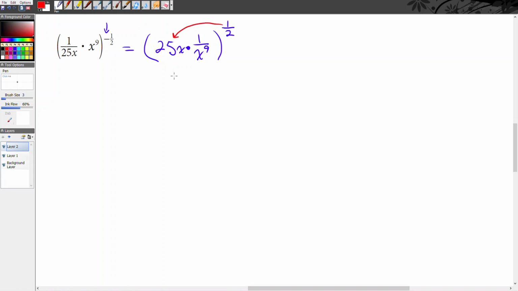Remember, that means the square root of 25. What's the square root of 25? 5. Then I distribute to this x, so this is 5x to the half power, times, and so if I look here, I have 1 over x to the 9th power raised to the half power, so we have to multiply. 9 times half is 9 over 2. So this looks like this, x to the 9 over 2 power.